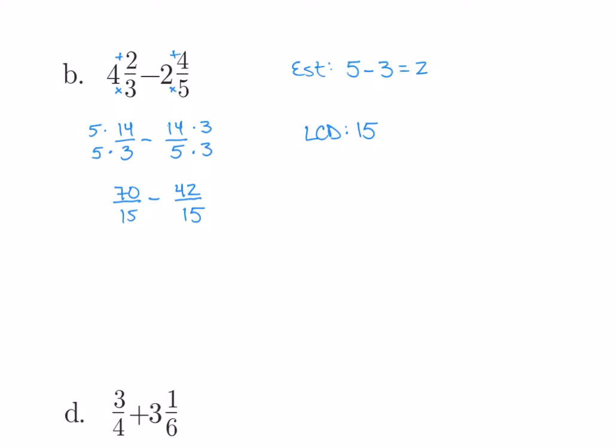And now if we subtract, if you're not sure, we can always come off to the side and do our subtraction. I'm going to borrow from the 7, make it a 6, and I'm going to make the 0 into a 10. 10 minus 2 is 8. 6 minus 4 is 2, and so this is equal to 28 over 15.